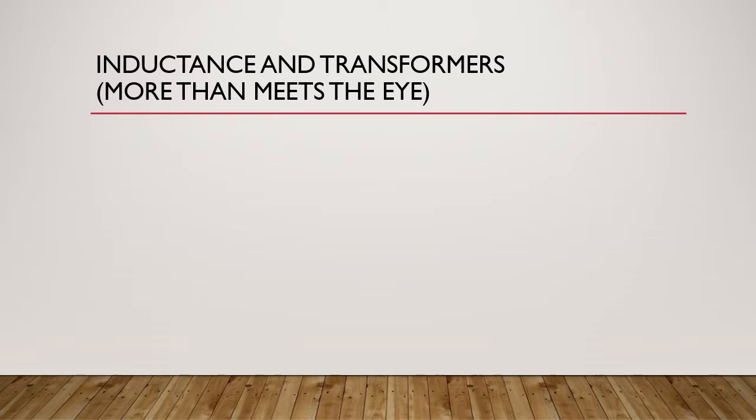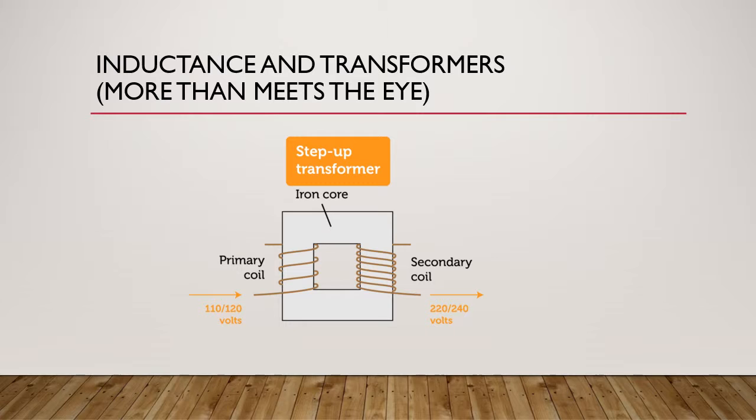The item we're talking about is a famous item. It is a transformer. Not like those cool toys. This one is called a step-up transformer. The primary coil is on the left-hand side, and it has 100 to 120 volts in it. And the one on the secondary side has 220 to 240 volts in it.